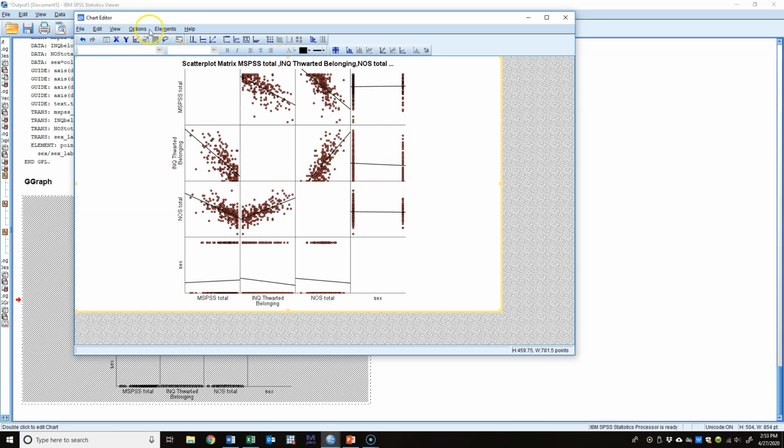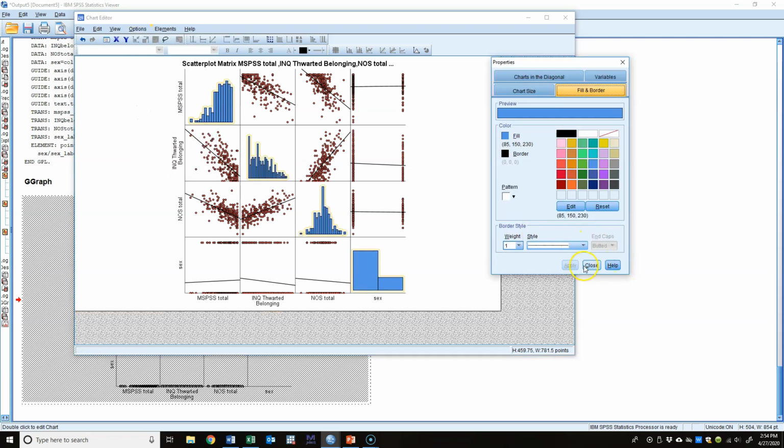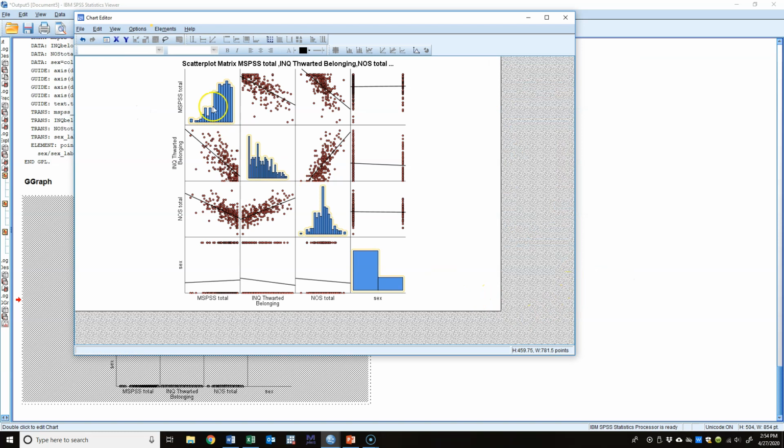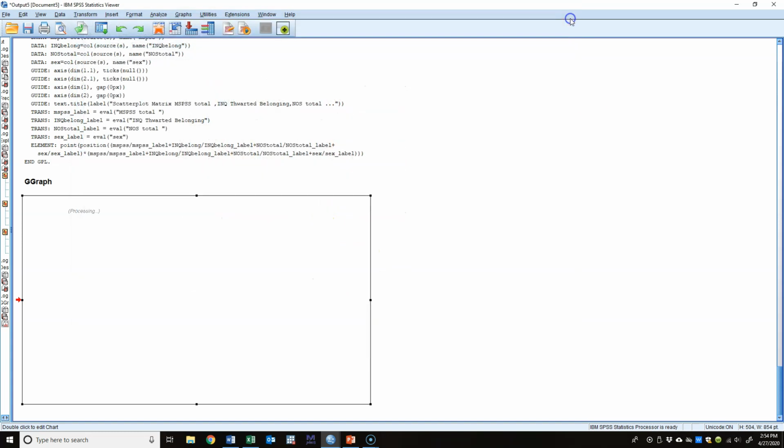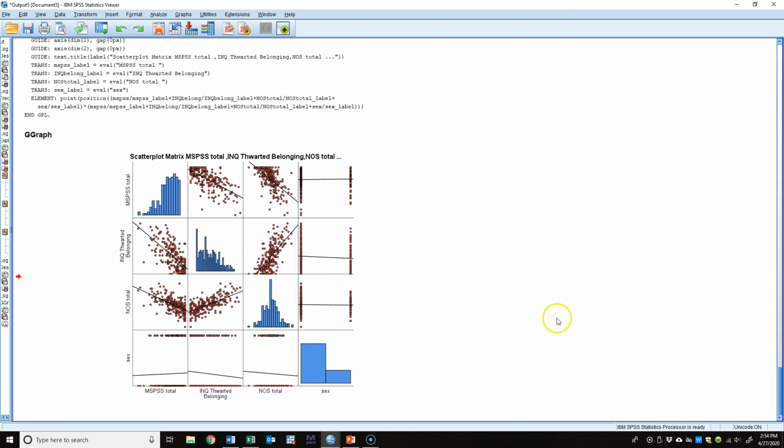And then what I'm going to do is I'm going to go to elements, or excuse me, options, show charts in the diagonal, and hit close. And this is going to give me just my univariate distributions to kind of remind me of what's going on. Okay. So I'm going to close out of that. And now I have a plot that I like, at least in terms of sort of seeing things a little bit more clearly here.